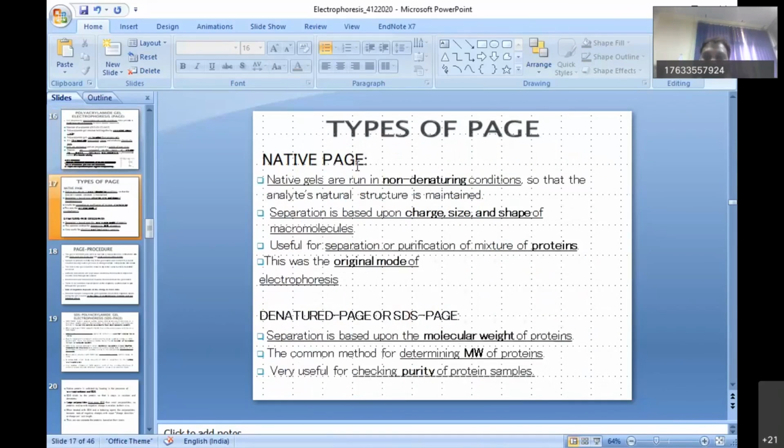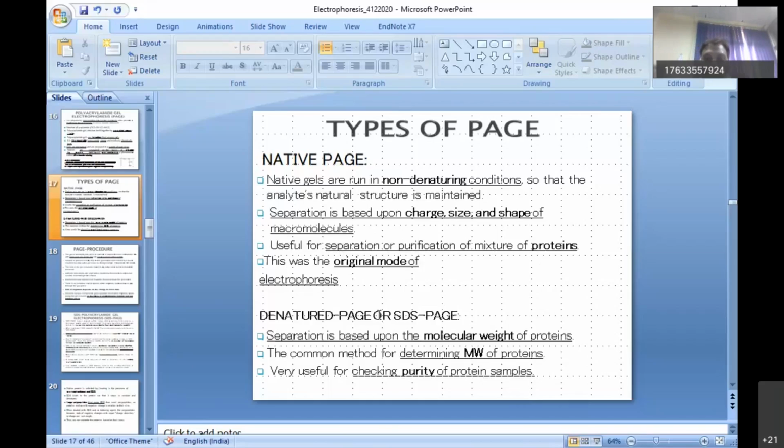So PAGE can be divided into native PAGE and denatured PAGE. Native PAGE is where you run the protein molecule as it is, without denaturation. Native PAGE runs in non-denaturing conditions so that the natural structure being analyzed is maintained. Separation is based on the charge, size, and shape of the macromolecule, and it is useful for separation or purification of a mixture of proteins. This is the original mode of electrophoresis.